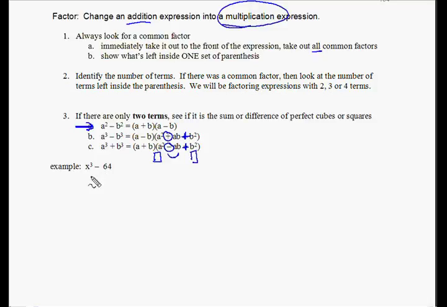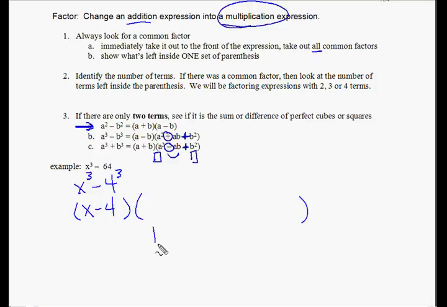X cubed minus 64. This does not appear to be the difference of perfect cubes, but if I rewrite it as x cubed minus 4 cubed, it's a little easier to see. Now the way I do this is to write what I see without exponent 3. So make sure when you do this everyone has an exponent 3 so that you can write it without those exponents. Now the second set of parentheses.